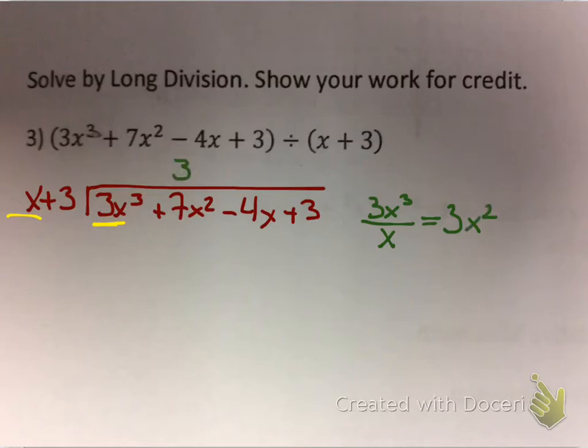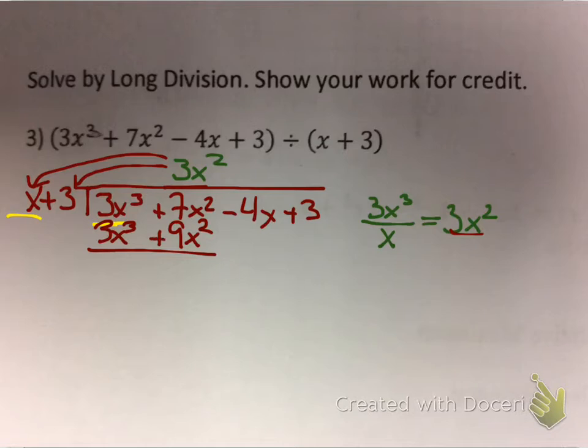Okay, so I have 3x squared up here, and now that answer has to multiply the x and the 3. So 3x squared times x gives me 3x cubed. 3x squared times 3 gives me 9x squared. Then I change the sign. So you can see me changing the sign, and then the first term should be deleted out. 7 plus a negative 9 is negative 2x squared, and bring down the 4x. So now I'm going to take the negative 2x squared and divide it by x. And when I do that, that will give me negative 2x.